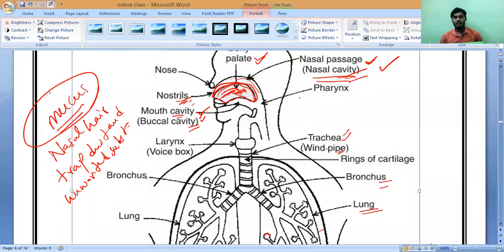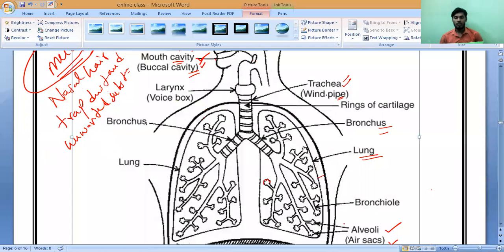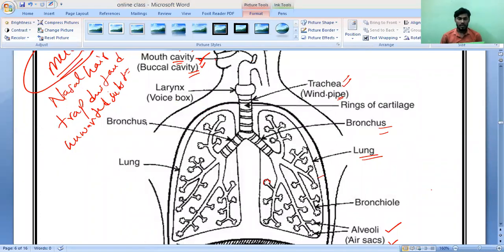So before the air enters the lungs, it has been what? Filtered. Do you understand, all of you? So only clean air goes inside the lungs. Later, the part of the throat between the mouth and the windpipe is what we call the pharynx.